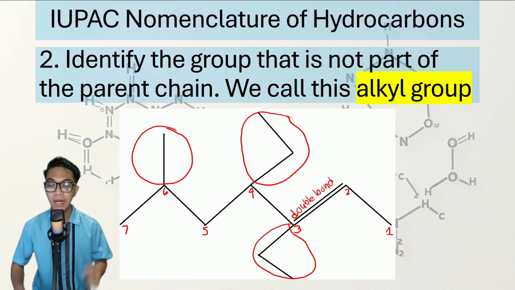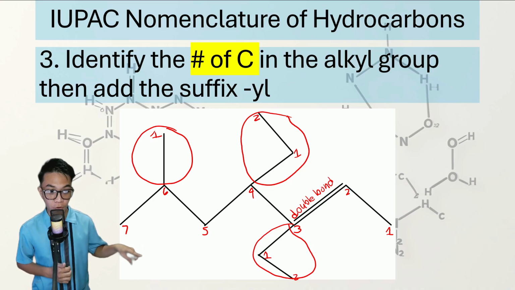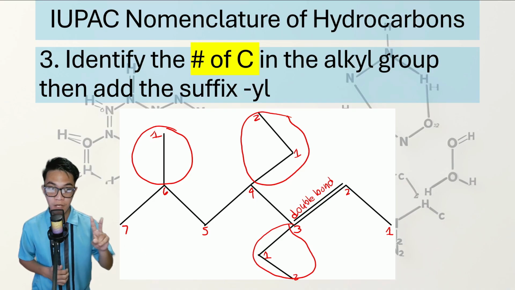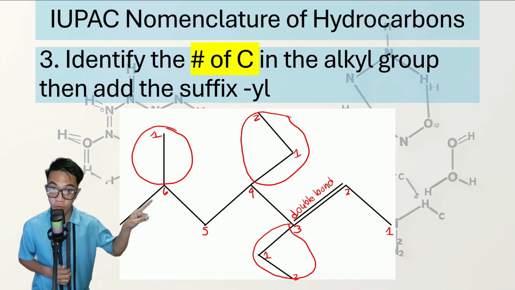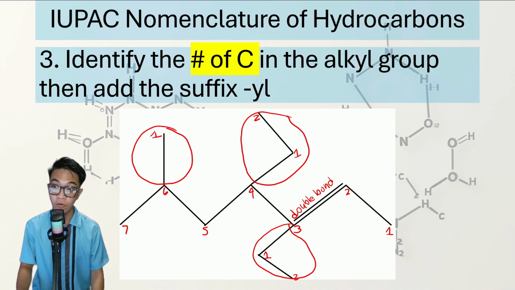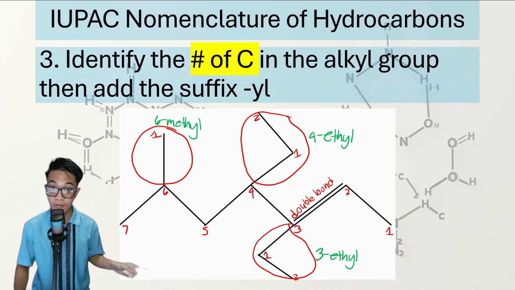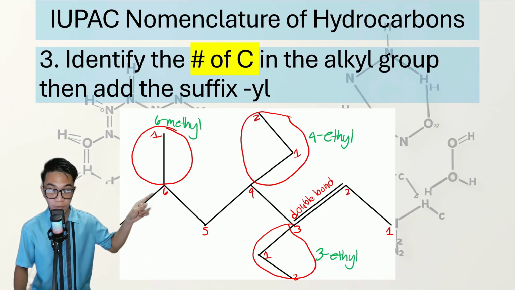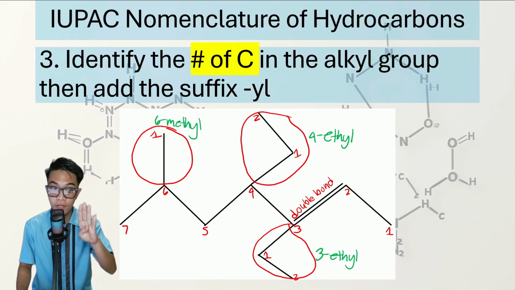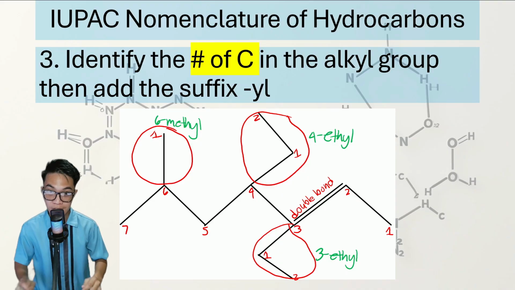Now to give them a name, let's identify the number of carbon atoms present in these alkyl groups. The one below, we have 2 carbon atoms. The one on the top, on the 4th carbon, we have another 2 atoms of carbon. And the one on the 6th carbon, we only have 1 carbon atom for our alkyl group. And these are their names. We have 3-ethyl because it's located on the 3rd carbon. The one on the top, we have 4-ethyl because it's located on the 4th carbon. And the last one is a 6-methyl because it's a methyl attached to the 6th carbon.